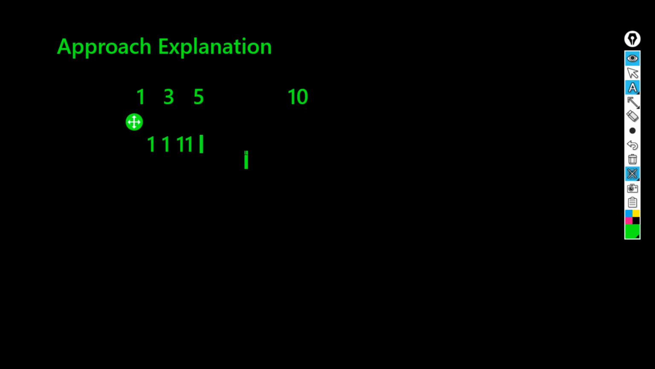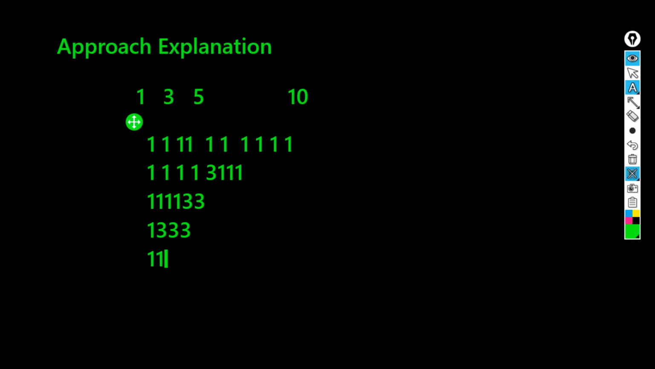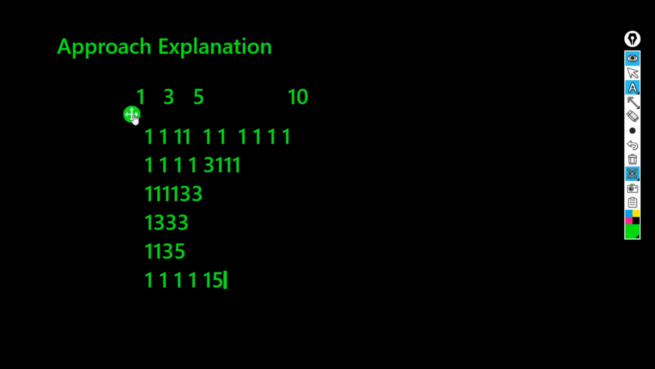10 times 1, or 7 times 1 and 1 time 3, or 4 times 1 and 2 times 3, or 1 time 1 and 3 times 3, or 5 times 1 and 1 time 5, and so on. So in total how many combinations are there? There are 6 combinations. So we have to find out these combinations.